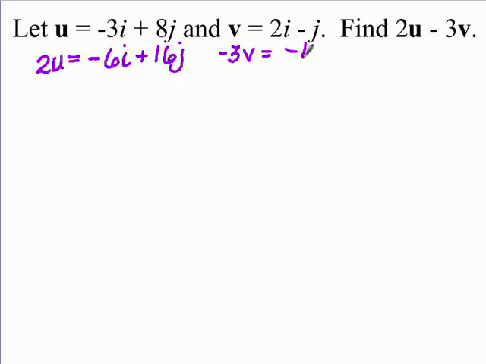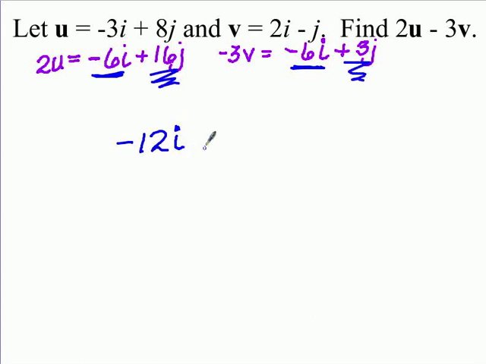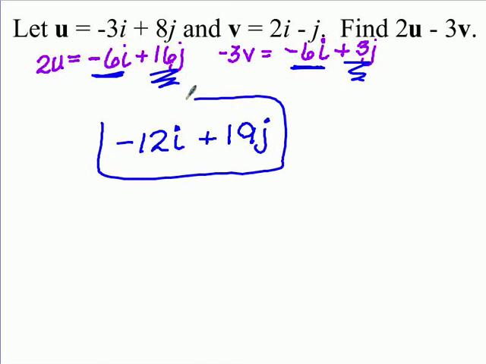-6i, okay, plus 3j. Okay, so then now, if I go ahead and add like terms, -6i and -6i is -12i. Right? Okay, 16j and 3j is 19j. And there you go. Questions?